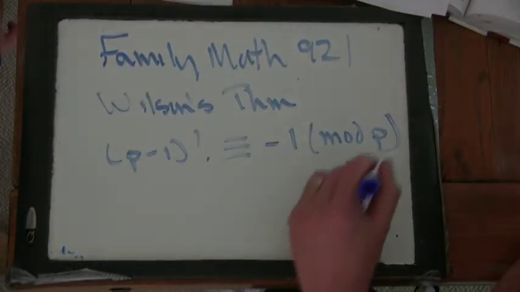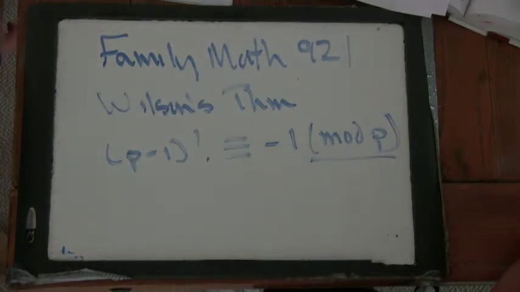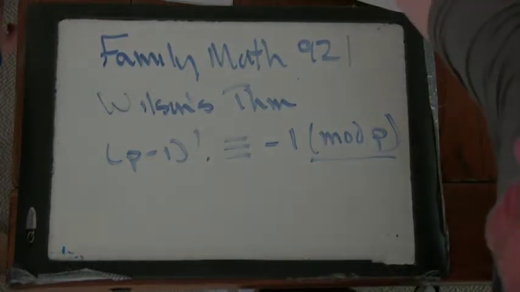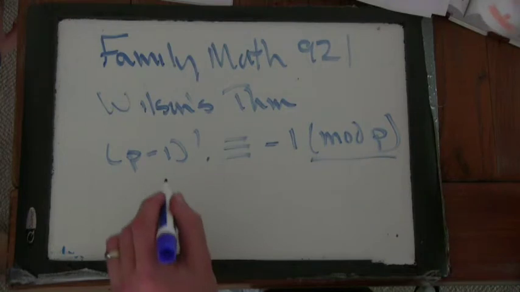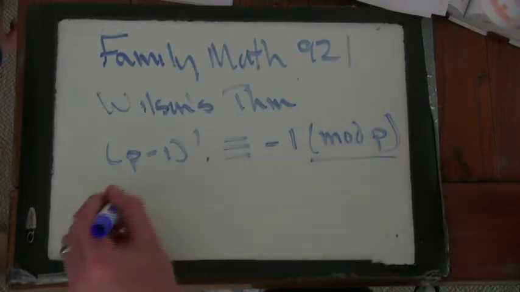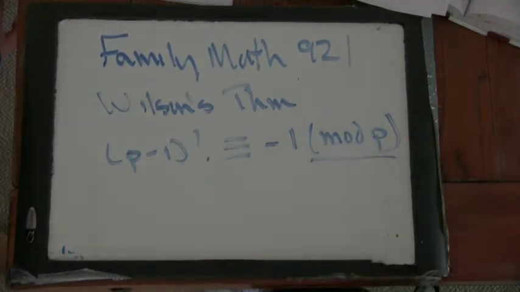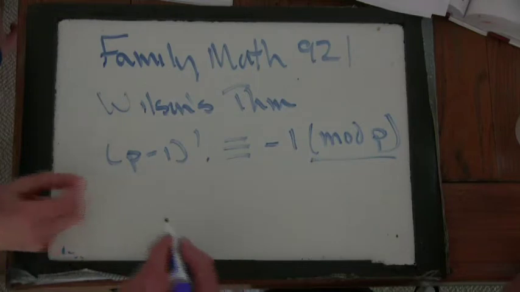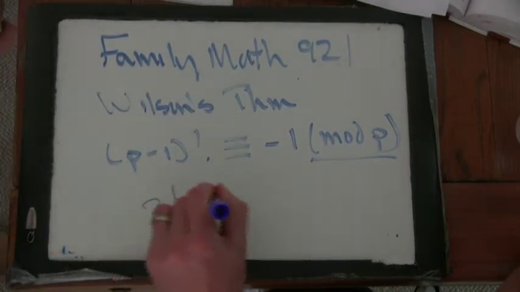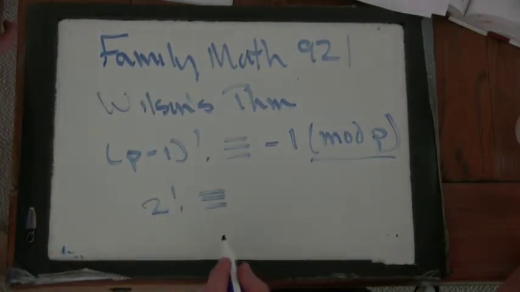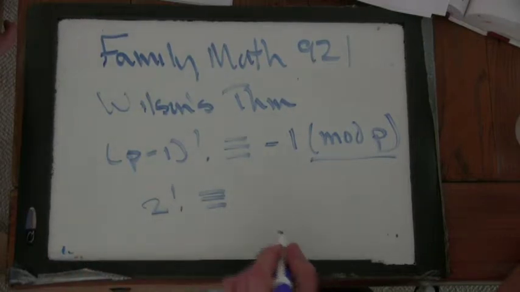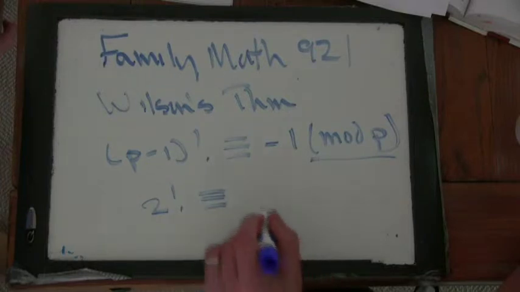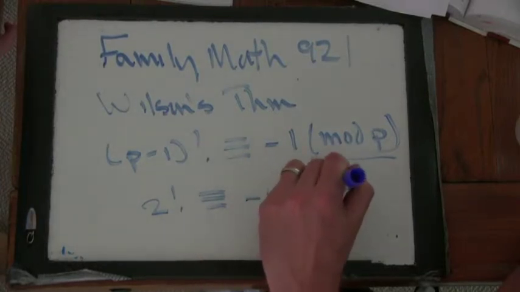Okay? So, what's a prime number that you know? Maybe one that's not too big. 3. Okay. So what would this say for 3? Well, p minus 1 is 2. 2 factorial is just 2. And 2 is 2 mod 3, or you can say it's negative 1 mod 3.